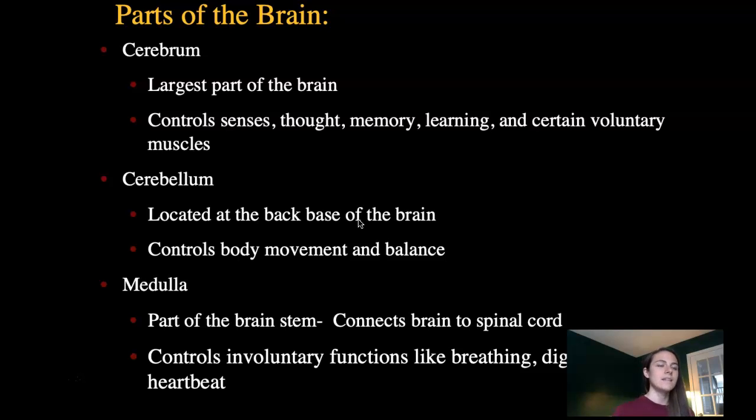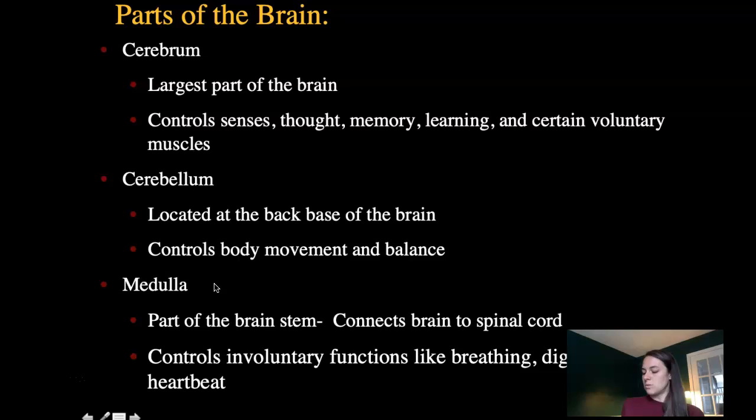And then the medulla is part of the brain stem. So below the brain, sort of inside here, the brainstem starts to come down and connect to the spinal cord. The brainstem is about that long, and it has three parts, one part of which is called the medulla, or the longer term is the medulla oblongata. And the medulla is the part of the brainstem that connects the brain to the spinal cord, and it is important for breathing, which obviously is important. It controls breathing, it controls digestion, and it controls your heartbeat. So a lot of involuntary actions are controlled by the medulla.